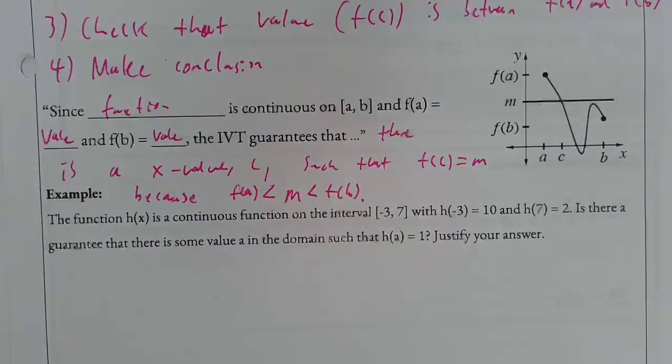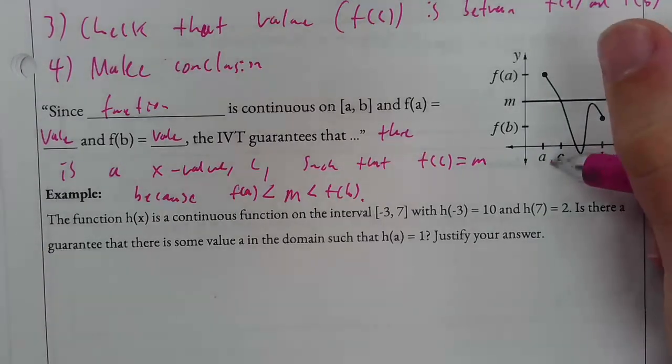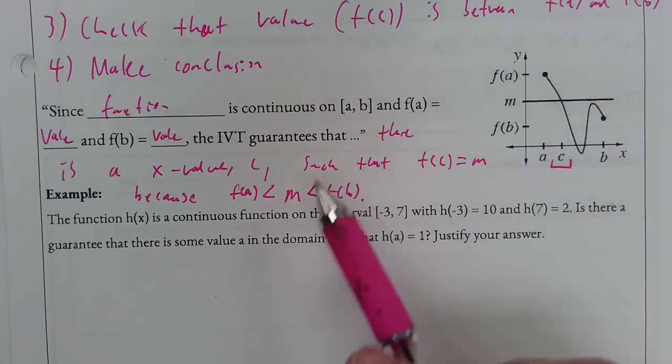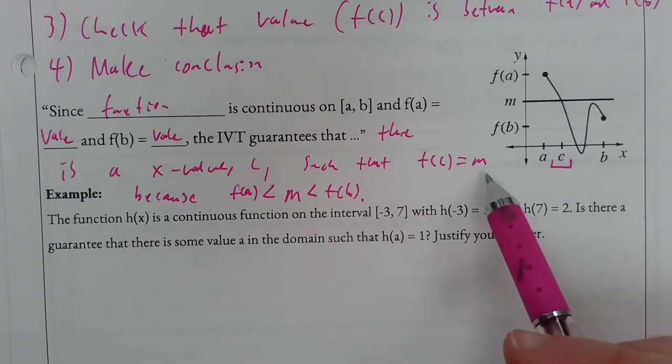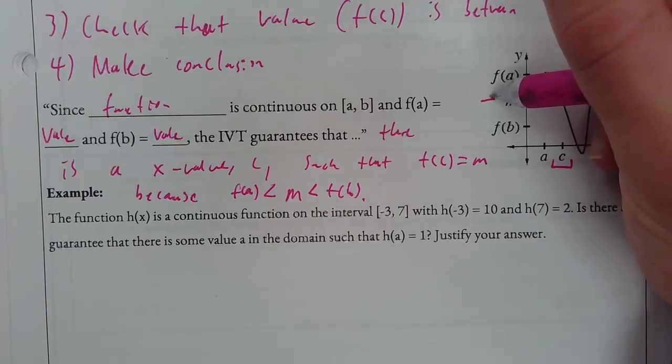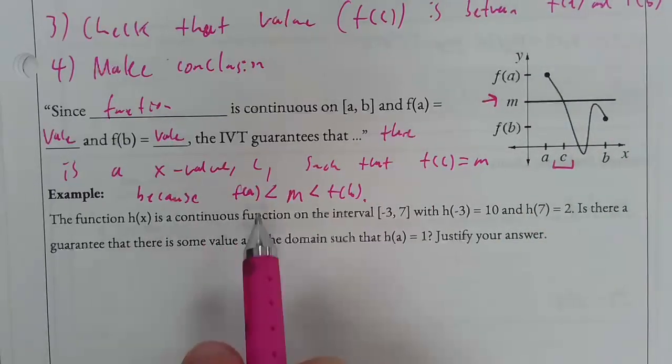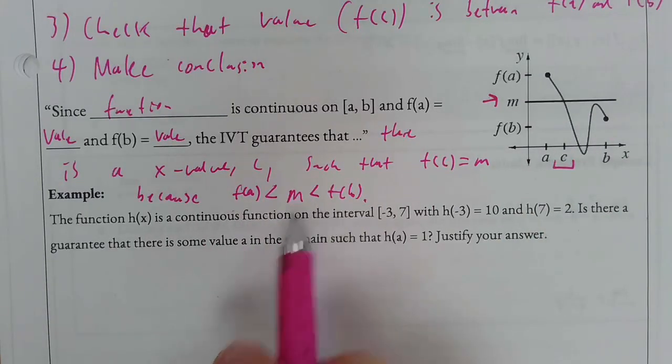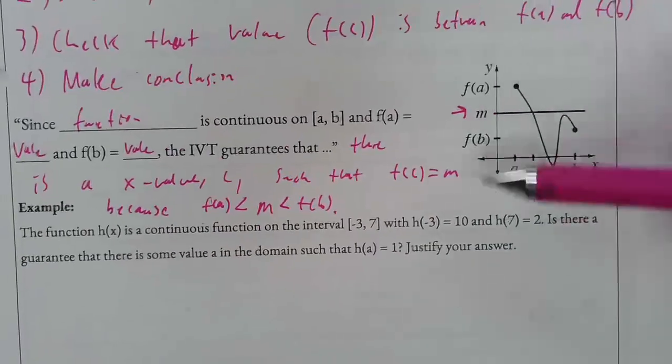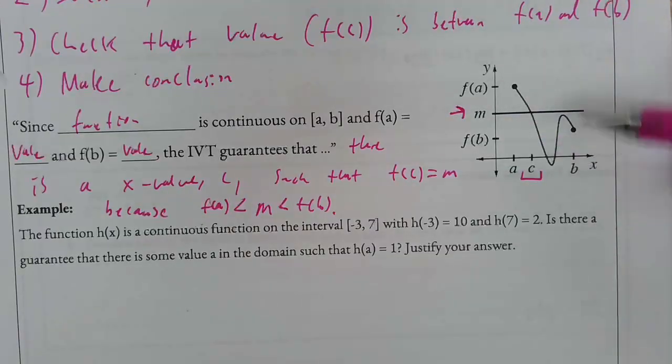Let me zoom in on that. I'm going to walk through it again. So since the function is continuous on a to b and f of a is some value and f of b is this other value, the IVT guarantees that there is an x value, c, which is this over here, for example. This is the c such that f of c equals m. M is the y value here, because m is between f of a and f of b. Like this example kind of clearly shows it.